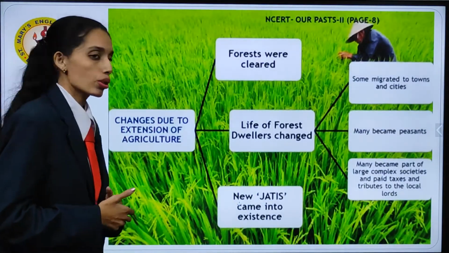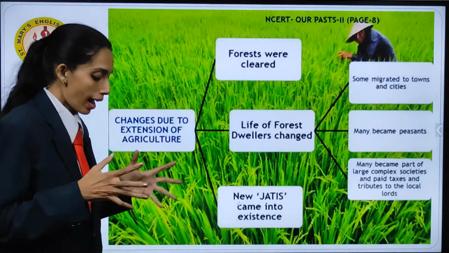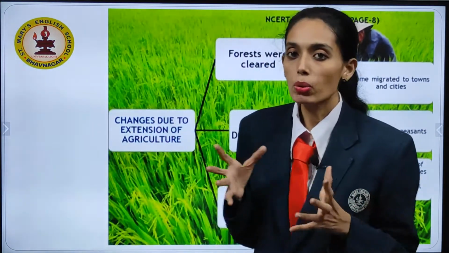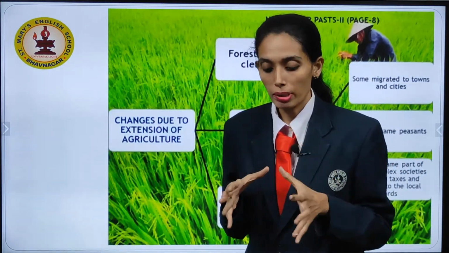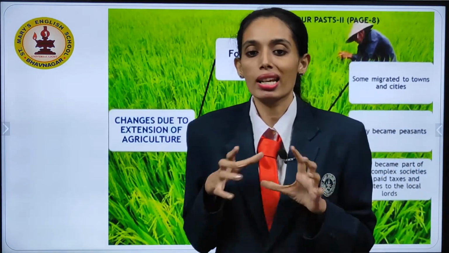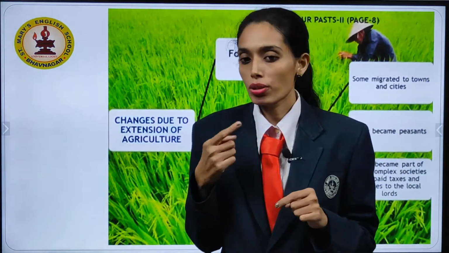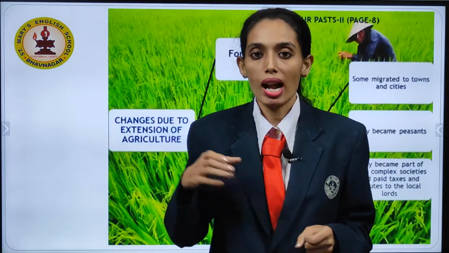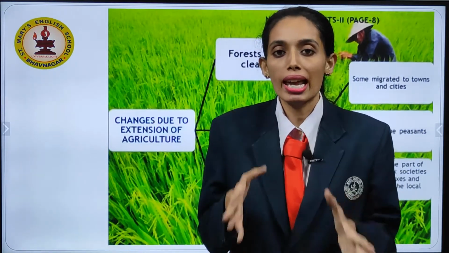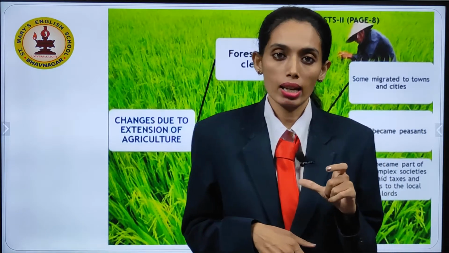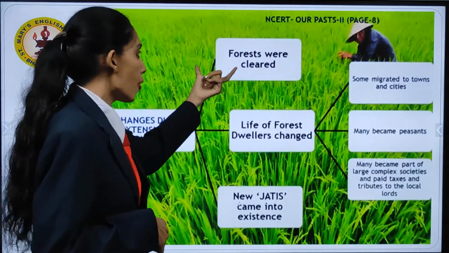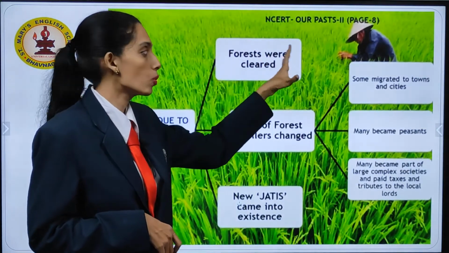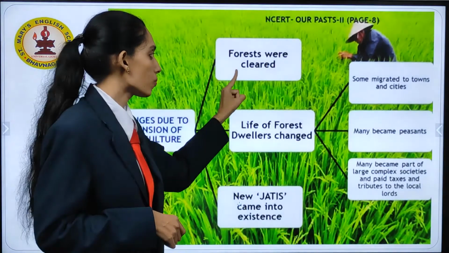Change due to extension of agriculture. What had happened here in the extension? The people who were staying in the forest were primitive people, and they loved to stay with their community. They never liked to move on and never liked to mingle with the urban group or the rural group. But now they were forced to. They were asked to move out from their original environment. Now when it has been said, where will they go? So forests were cleared.